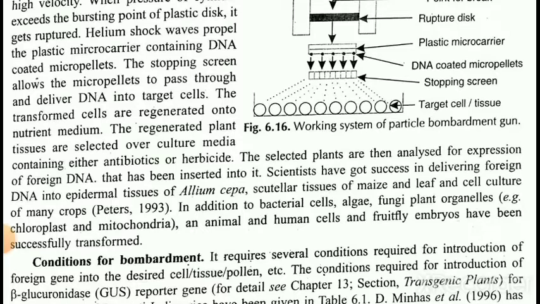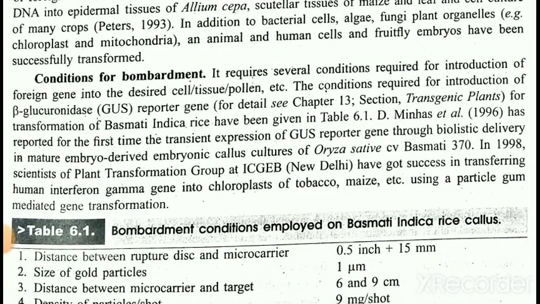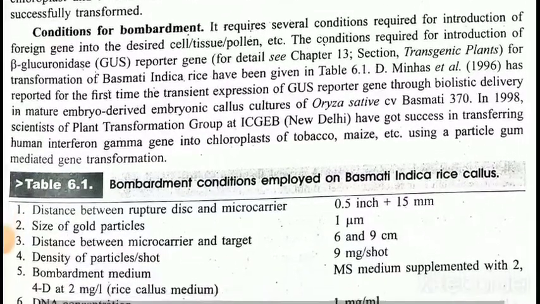Peters, 1993. In addition to bacterial cells, algae, fungi, plant organelles, e.g. chloroplast and mitochondria, and animal and human cells and fruit fly embryos have been successfully transformed.